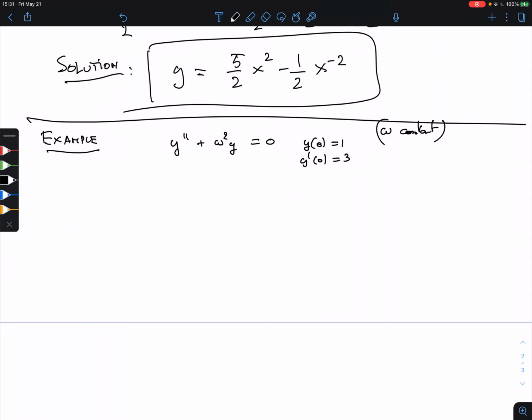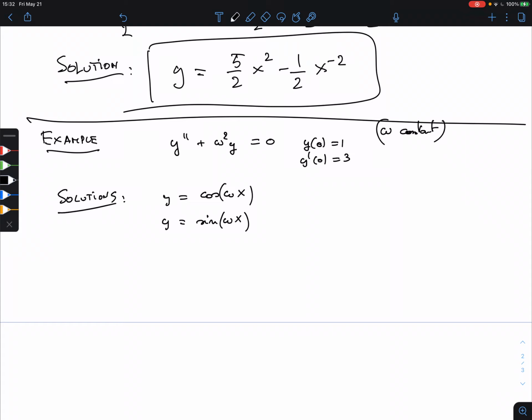So once we have the techniques to solve these things, we will be able to do this. But I'm going to cheat a little bit. I'm going to give you two solutions: y is cosine omega x and y is sine omega x. So omega is kind of an angle type of thing here, right? That's why we're using omega. That's what I'm claiming. Okay, we will verify it.